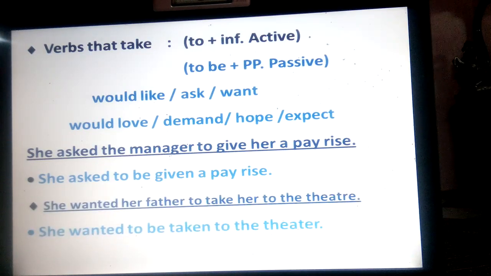Another example: she wanted her father to take her to the theater. So in the active, want and to take. In the passive, she wanted to be taken to the theater. Wanted to be plus past participle. Okay.